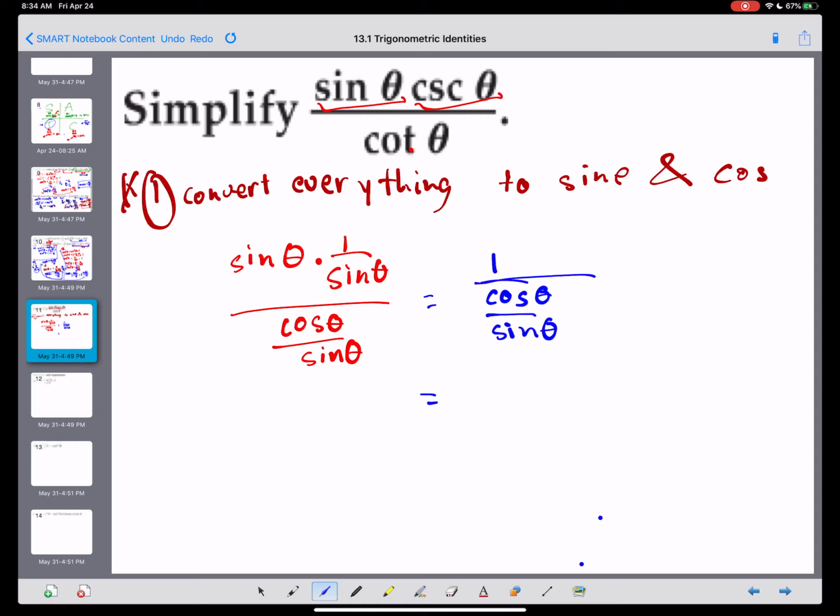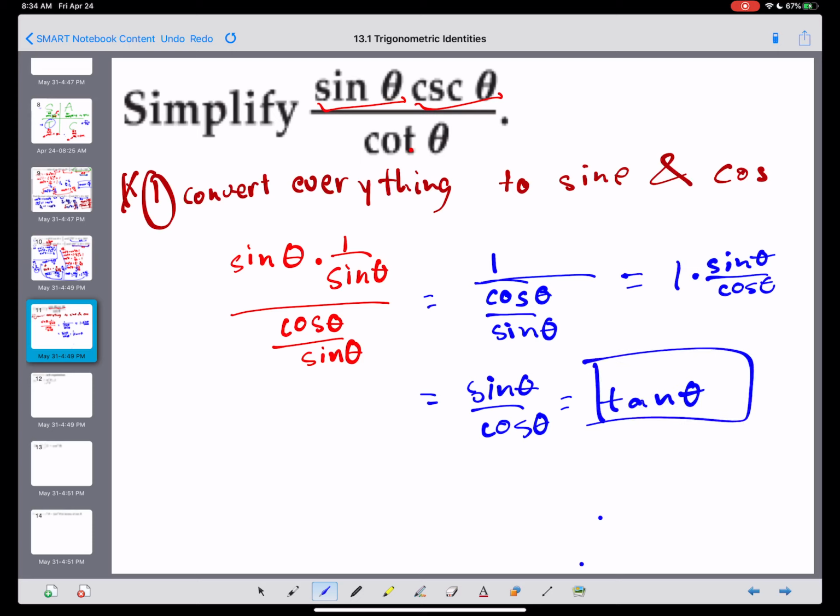Remember, to get rid of that, you're really doing 1 times the reciprocal of the bottom, right? You're just flipping the bottom, so I get cosine over cosine, which if you look up is tangent. And that's my final answer. My final answer is tangent. Right? I think doing this stuff is really fun, but the rule is to convert everything to sine cosine. Okay, next slide.